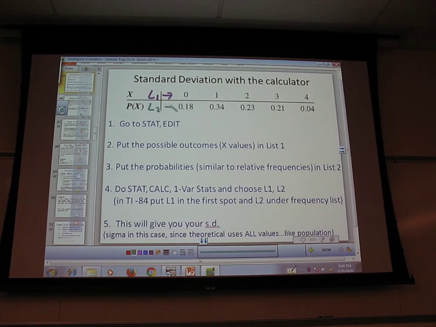And then put your probabilities into list 2. So put all those numbers into list 2. And again, if you make a mistake, just go back and overwrite it. Arrow back up and overwrite it. Okay, is everybody here so far? Does anyone have these input?